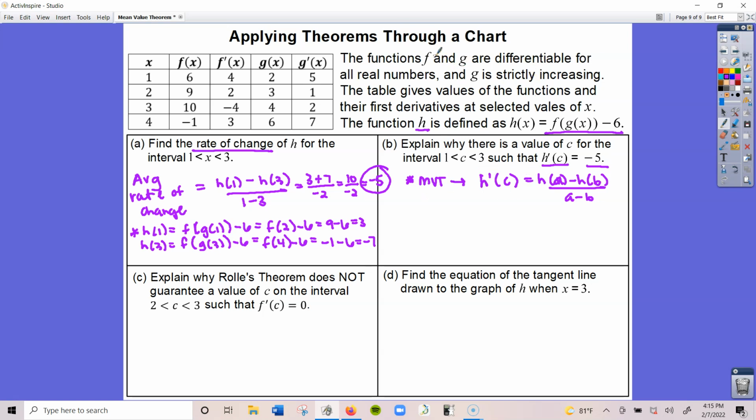Now here, this is for h. They tell you that f and g are differentiable. In order for a function to be differentiable, it must also be continuous. So if you are told that a function is differentiable, you automatically know that it must be continuous. And since h of x is composed of f and g, that means that h of x is also continuous and differentiable.